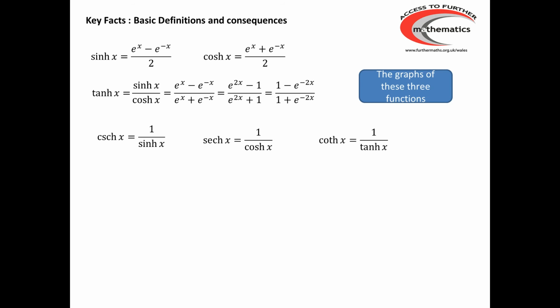We've then got the remaining three hyperbolic functions: cosech x, which is 1 over sinh x, sech x, which is 1 over cosh x, and coth x, which is 1 over tanh x. The identity cosh squared x minus sinh squared x is always equal to 1 is given in the formula booklet and is very important.